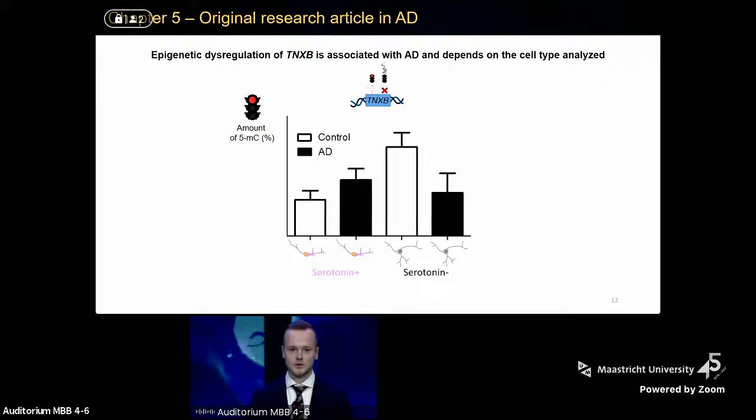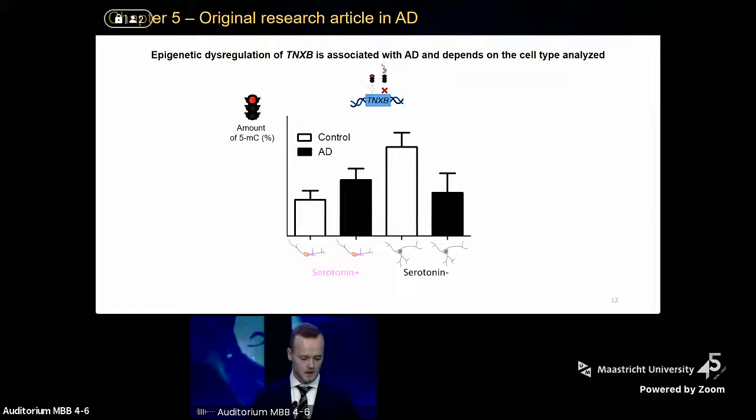And as you can see, within the serotonin positive cells, or the purple cells, the level of modifications in Alzheimer patients is on average higher as compared to the healthy controls. Whereas for the serotonin negative cells, or the non-stained cells, the pattern is basically opposite. The modifications are lower in the Alzheimer patients than in the healthy controls.